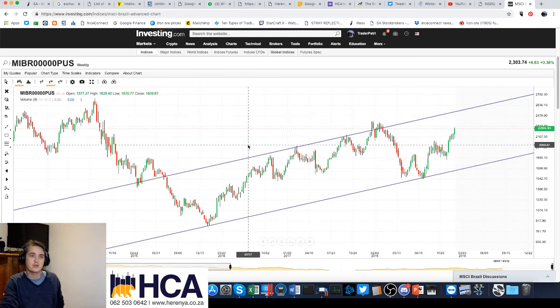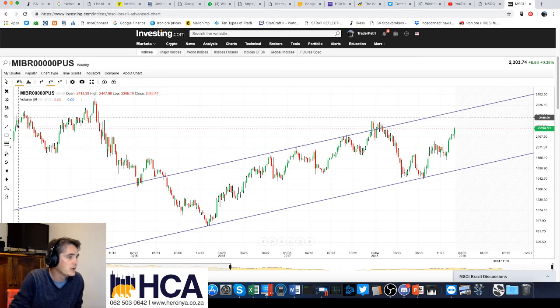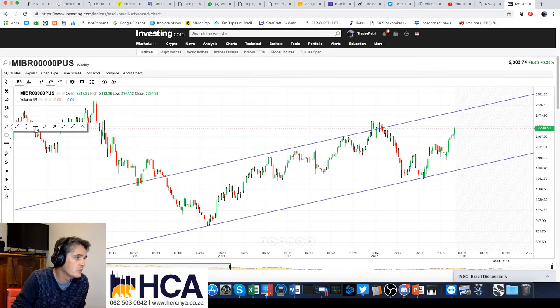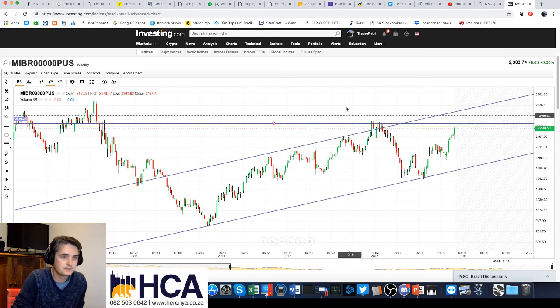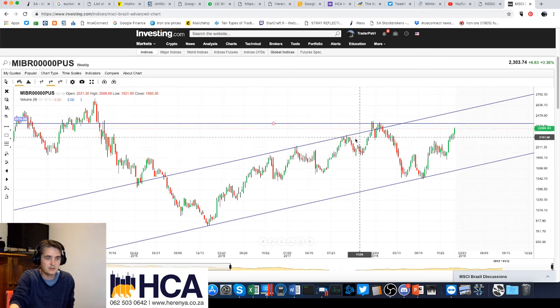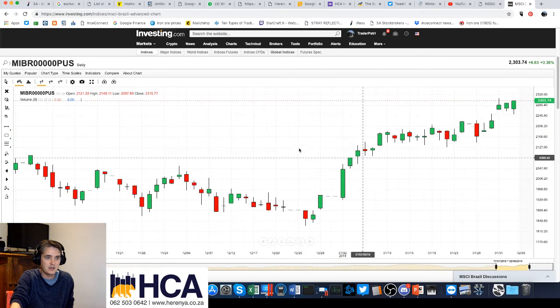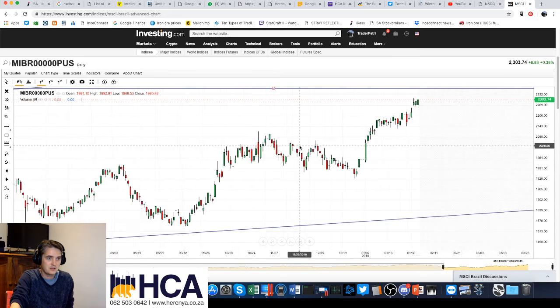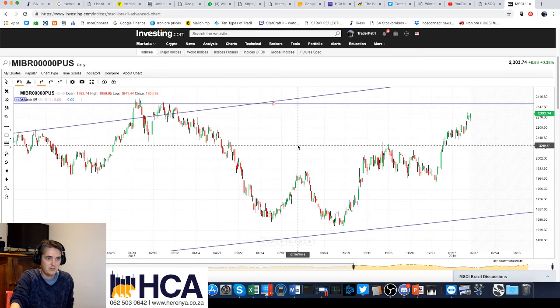So this could be an uptrend, okay? But we have to wait for this resistance level here to break. If that breaks, then maybe we see further upside. Until then, I have no bias.